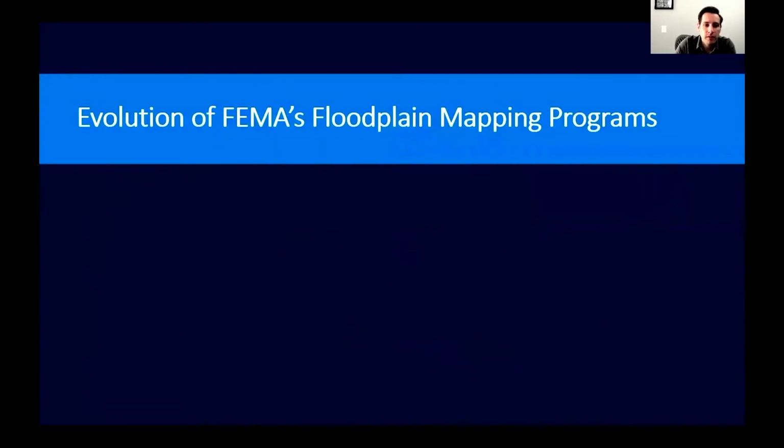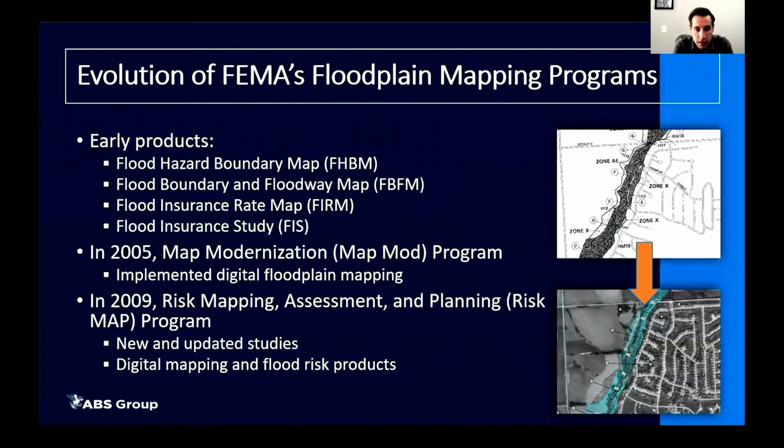So let's talk a little bit about some of the evolution of FEMA's mapping programs. Early on, we had a lot of paper products. These were flood hazard boundary maps, floodway maps, then kind of moved into what we now call the flood insurance rate map, known as the FIRM. And then you also had flood insurance studies. Earlier on, you might not have had a flood insurance study. If your community or area just had detailed studies, there was no need to publish a flood insurance study. But traditionally now, every community or county has an FIS accompanying it.